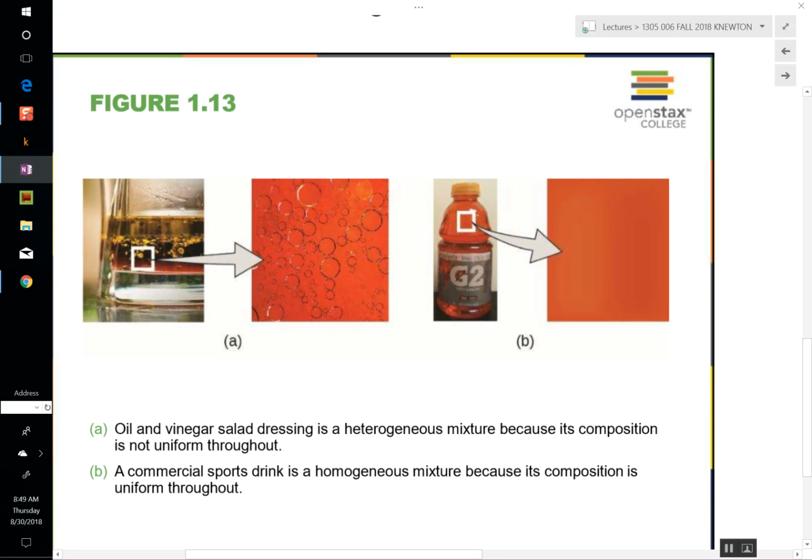Just some more examples. Italian salad dressing, oil and vinegar. Anybody want to guess what I did here?